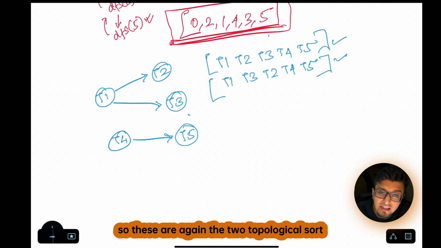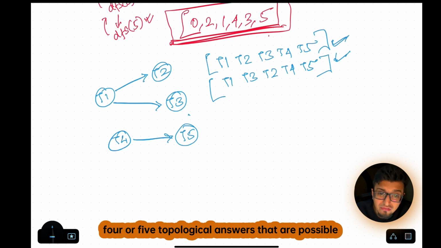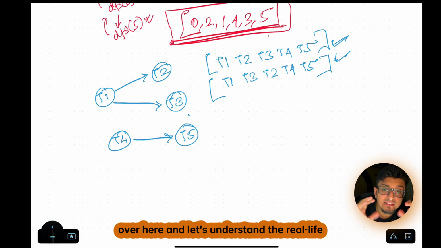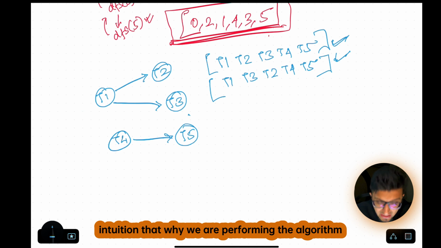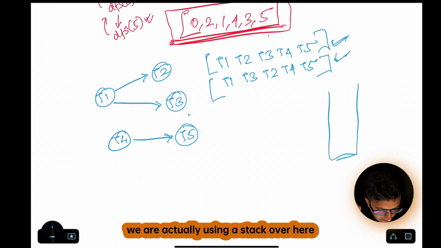So these are again the 2 topological sorts that can be done out of all the 4 or 5 topological answers that are possible. So let's see how things are happening over here, and let's understand the real life intuition of why we are performing the algorithm in this way. So what we are doing is actually using a stack over here.